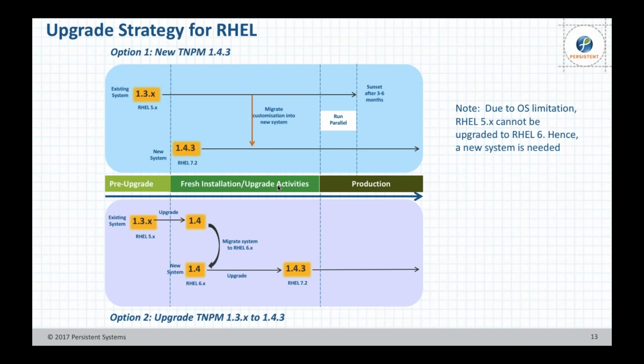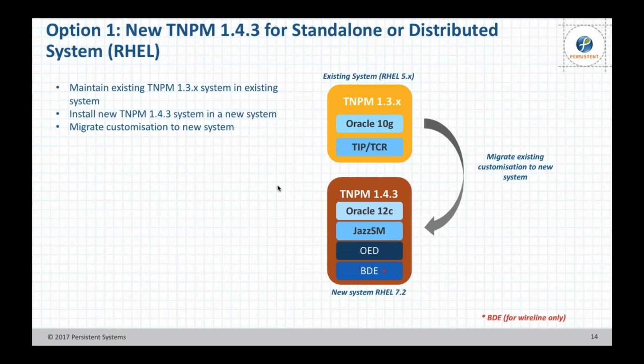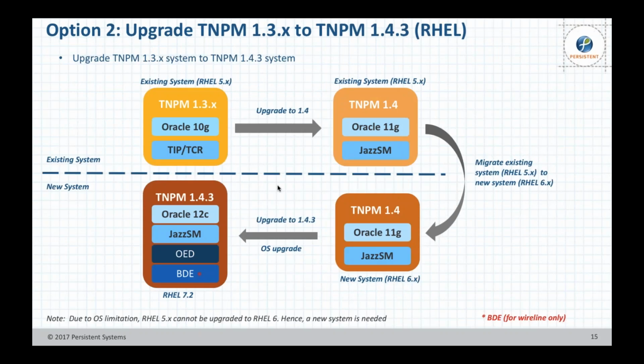So if you look on the screen now, option 1 here is the standard one that I explained earlier. You set up a new system and you migrate the customization that you've done to a parallel run. Option 2 is a bit more interesting. If you're on Red Hat and you're trying to go to 1.4.3, the latest version, you need to do what we call a box-to-box upgrade or a box-to-box migration.